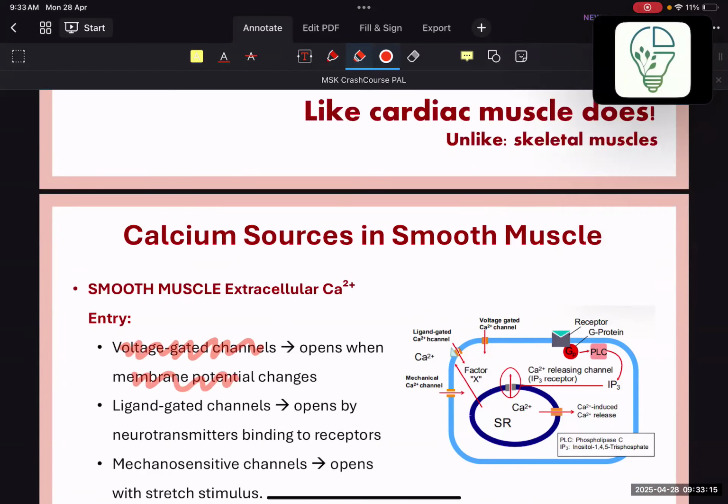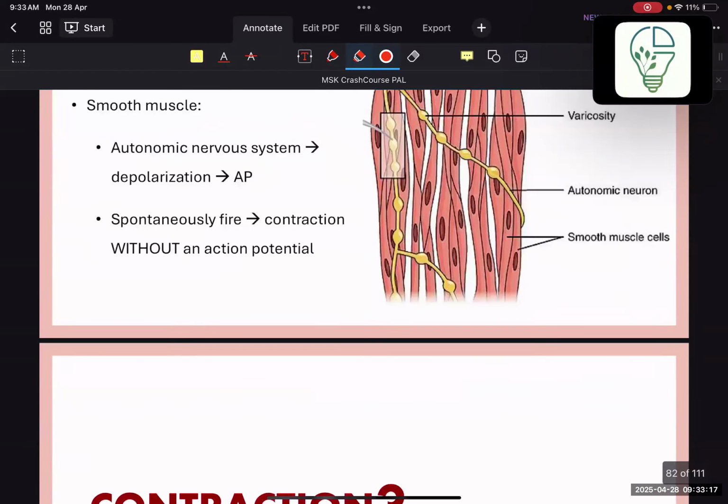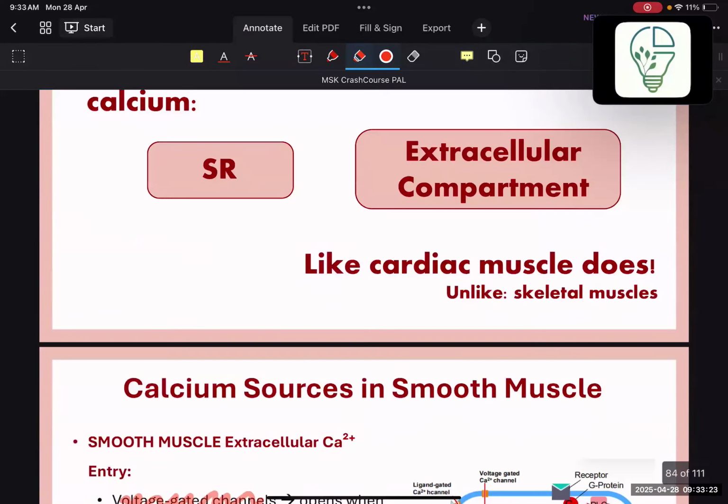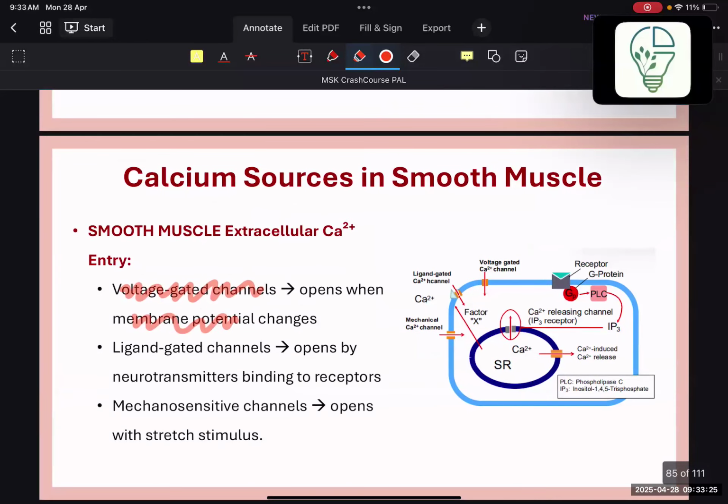So this one is most likely involved when you have depolarization from your autonomic nervous system. It's going to sense that there's depolarization, and it's going to open up, and it's going to allow calcium inside the cell. The second type is ligand-gated channels. And the way these work is that a hormone or a neurotransmitter is going to come and bind to these over here, and it's going to open them up, and then you're going to have calcium rushing inside the cell.